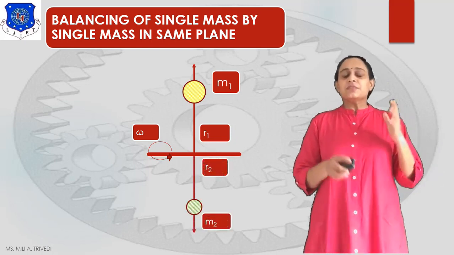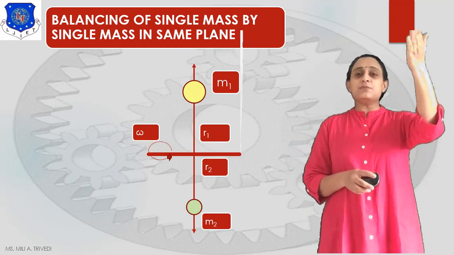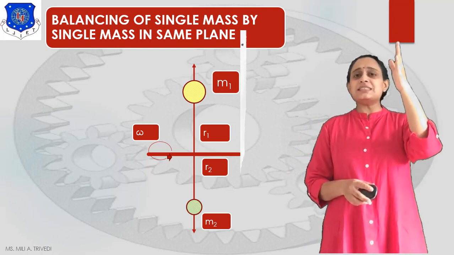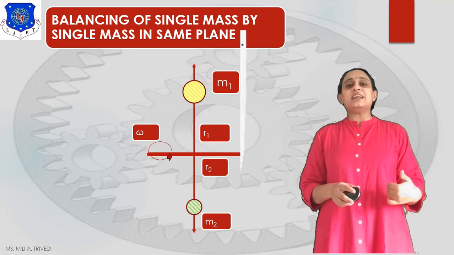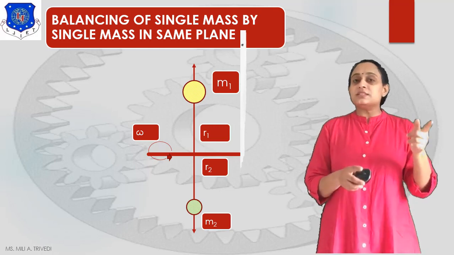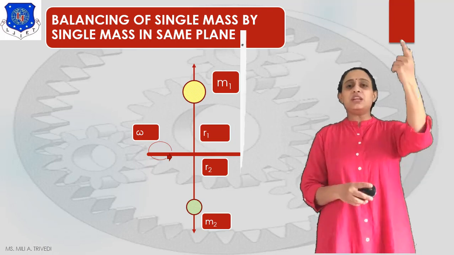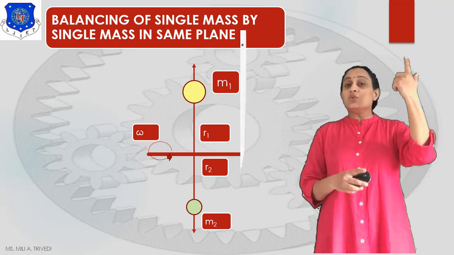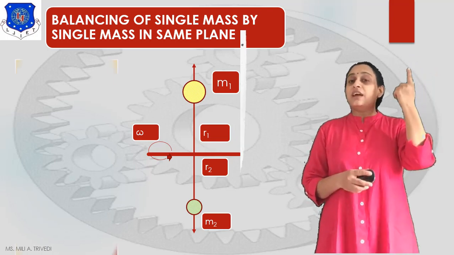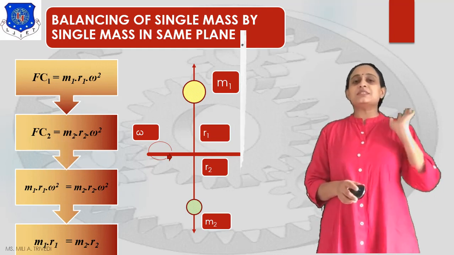We need to assume that we have to balance both these masses in the same plane. So the first mass m1 is balanced by the second mass m2. Here we say m1 is our disturbing mass and m2 is our balancing mass. Just like a seesaw, we need to balance both the masses. The masses and radii may be different, but the forces acting on this system should be equal.